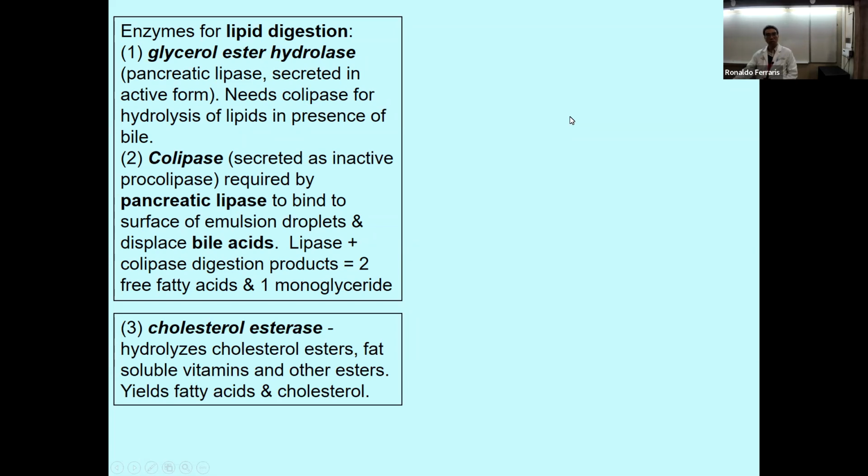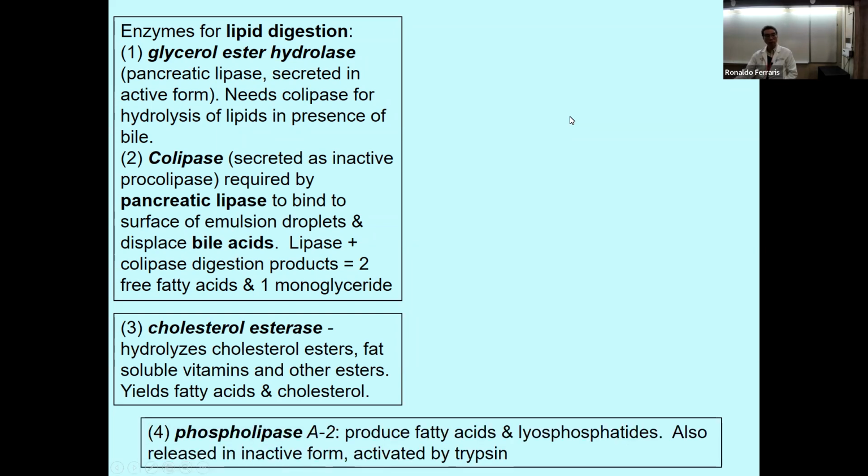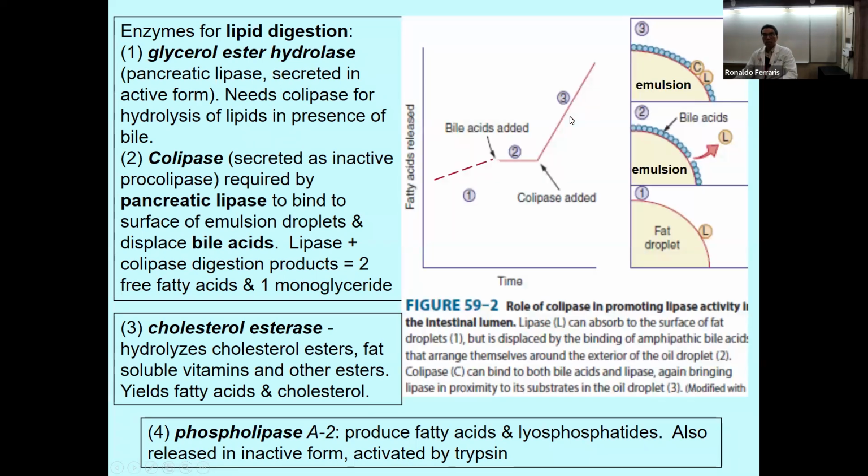And then also we have cholesterol esterase as part of the list of enzymes for lipid digestion. And we have phospholipase, which digests your phospholipids. And this one, as the name implies, digests cholesterol esters. So here you see the x-axis is time, the y-axis is fatty acids released. So these are digestion products from pancreatic lipase.